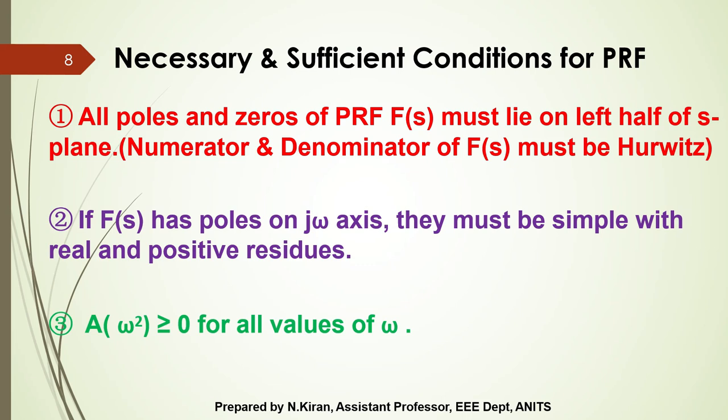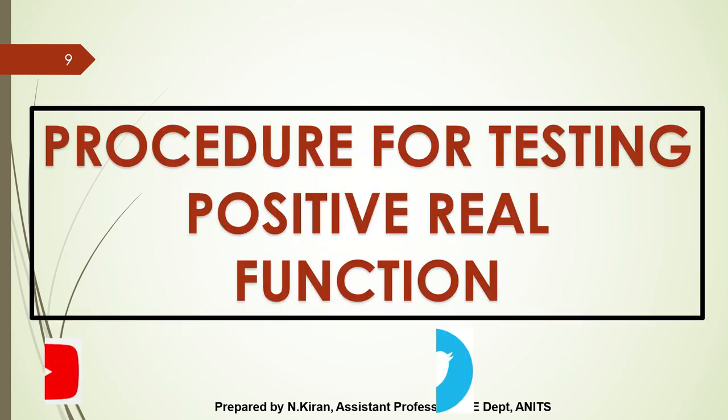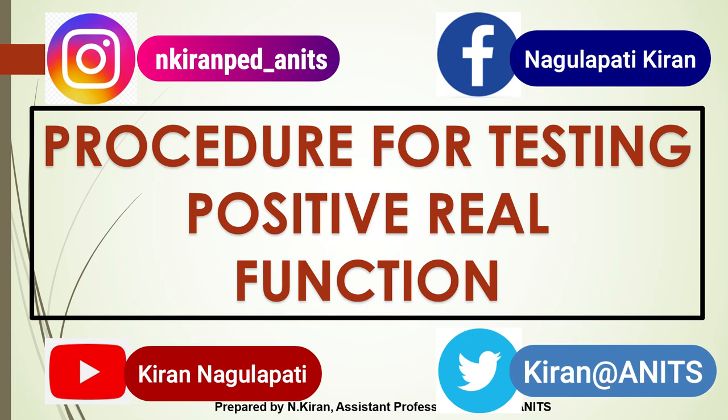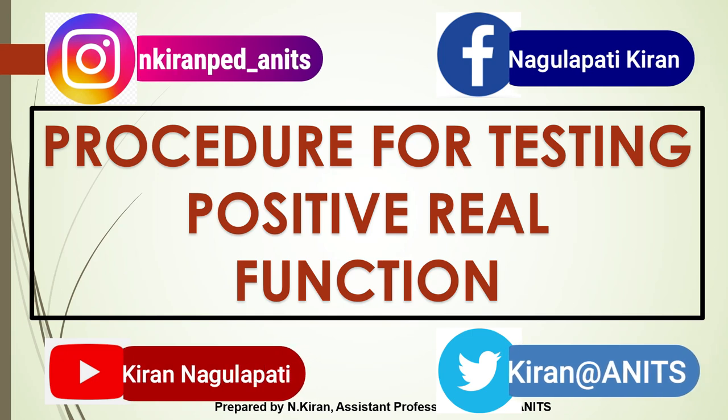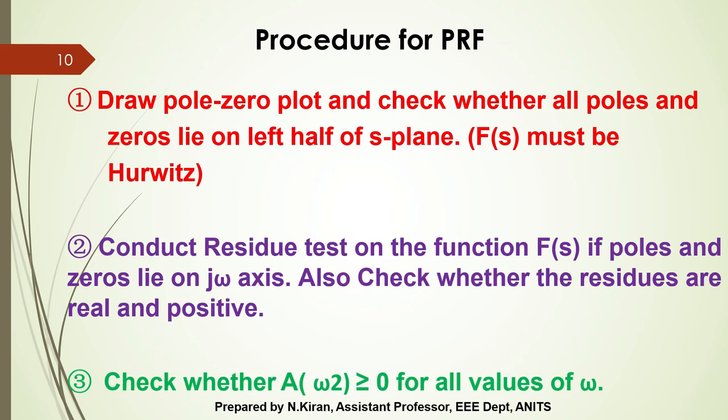The second condition: the given function, if it has any poles on the j omega axis, they must be simple and the residues must be real and positive. And the third condition is A(omega squared) should be greater than or equal to 0 for all values of omega. So the procedure that we follow for testing whether the given function is positive real or not is based on these three conditions.